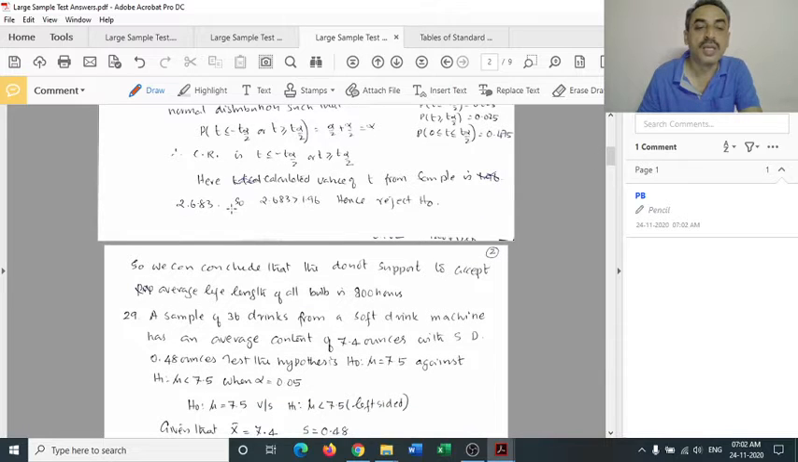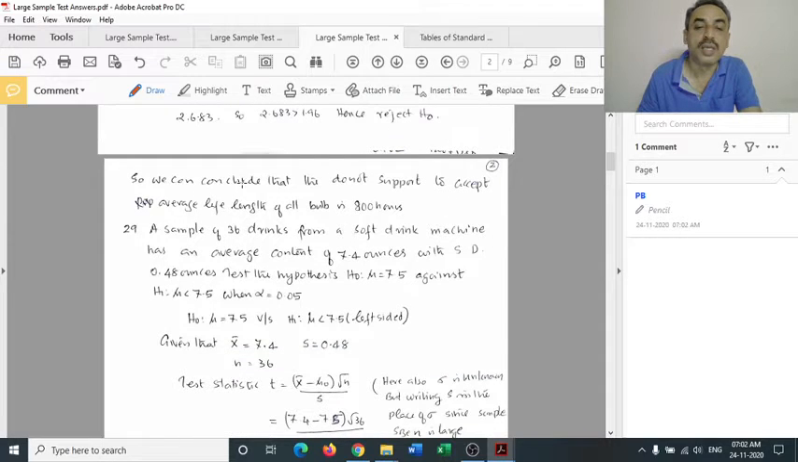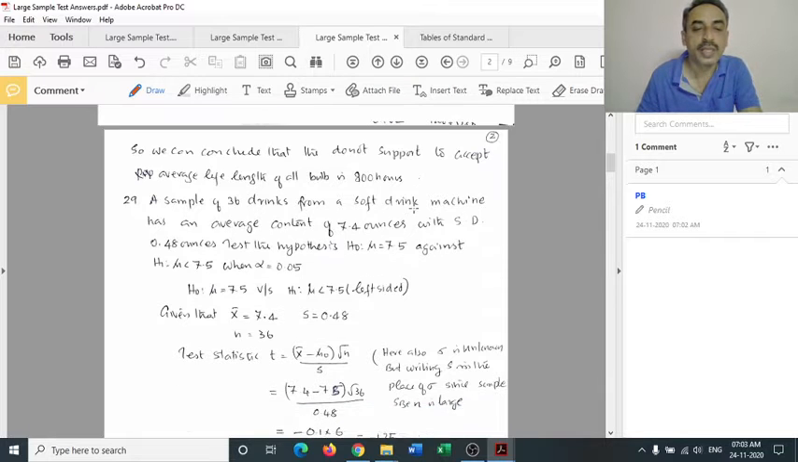That's what we say. 2.683 is greater than 1.96, hence we reject the hypothesis, which means that the data do not support accepting that the average life length of the bulb is 800 hours. The sample has no evidence to accept population mean as 800 hours.